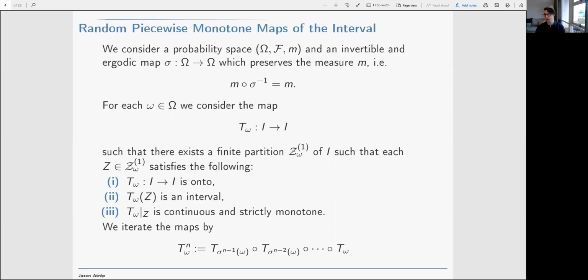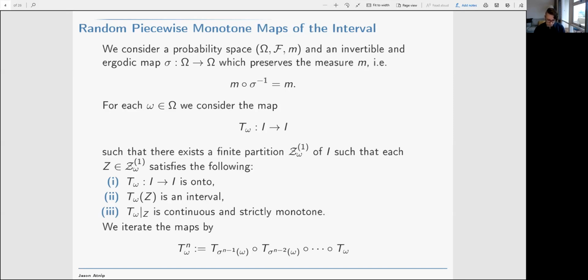More specifically, we're going to look at random piecewise monotone maps of the unit interval or any interval. Like I said, we'll have our dynamical system in the base, and we'll have our map sigma be measure preserving, invertible, and ergodic. Then for each omega fiber in the base, we'll have a map T omega, which takes the interval onto itself. We'll also assume that for each omega, there's a finite partition, Z omega, of the interval I, such that T omega of z is also an interval for each z, and T omega restricted to z is continuous and strictly monotone.